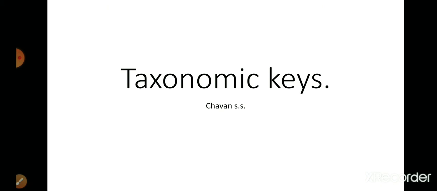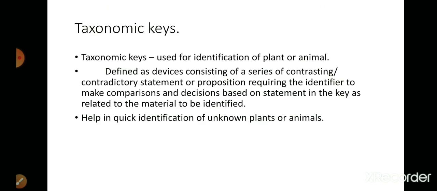In today's lecture we will see about the taxonomic key. Basically, the taxonomic key is used for the identification of plants and animals. It may be defined as a device consisting of a series of contrasting and contradictory statements or propositions requiring the identifier to make comparisons and decisions based on statements in the key as related to the material to be identified.